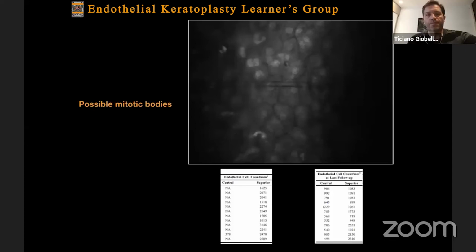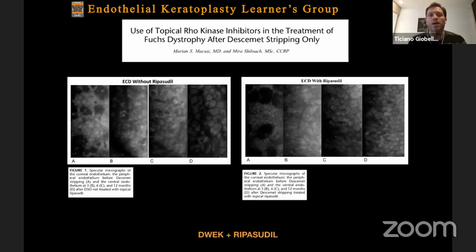Another example of ROCK inhibitors and DCO: you can see in the specular micrographs that the results when combined with ripasudil are better than in the micrographs where ripasudil was not used.